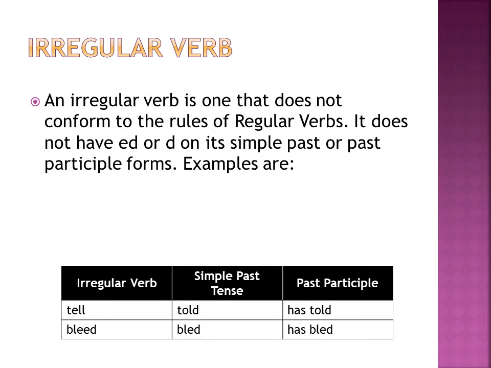An irregular verb is one that does not conform to the rules of regular verbs. It does not have ed or d on its simple past or past participle forms. Examples are tell, told. Here tell is fully changed, we changed the middle e, and we don't get any e here. So the verb is fully changed, so it's an irregular verb. And here bleed, bled: we see a double e but we can't get any double e here. So all these are examples of irregular verbs.